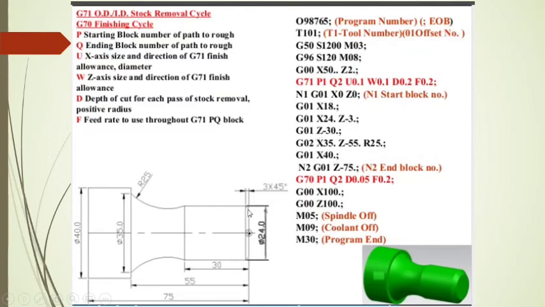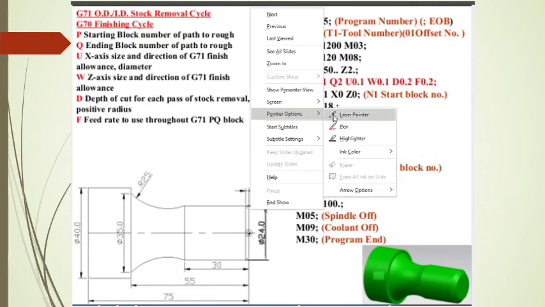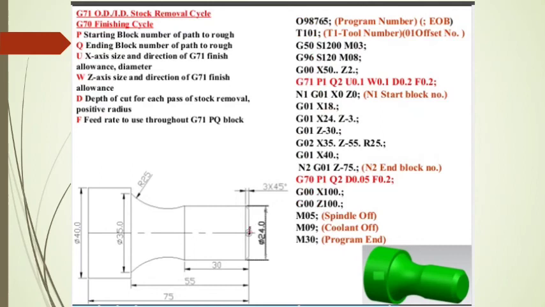So here the smallest dimension for this shaft is X18. So the smallest diameter for the shaft is 18 mm. That is why the next line is X18. I will show you the smallest diameter here. From this point to this point, this is 18 millimeters. From this point, it is going in both directions, that is X and Z. That is why we need to specify both the parameters.